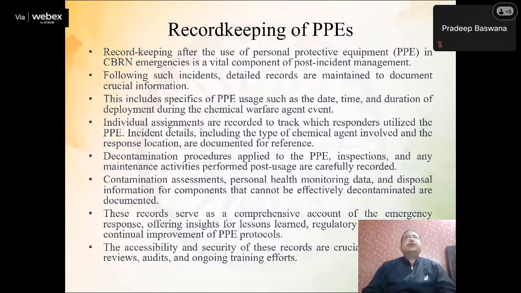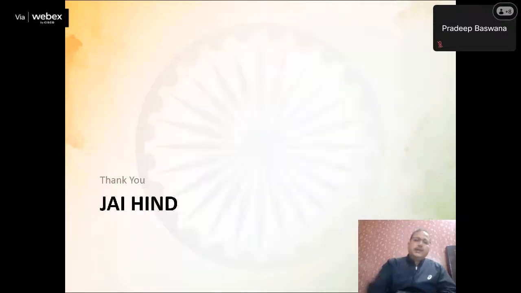It is very much required that we all focus on this part, and the data and information gathered after the use of PP can be very helpful for the next step, and could be very easily used for any case studies. So with this, thank you and Jai Hind.